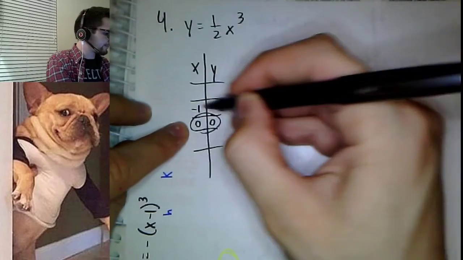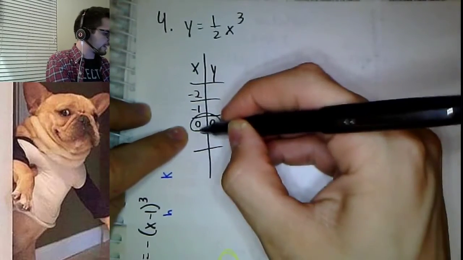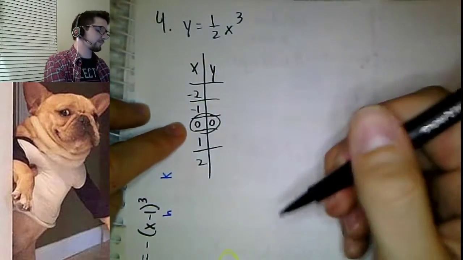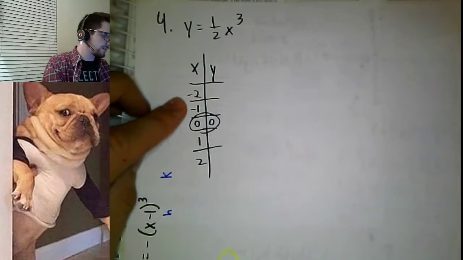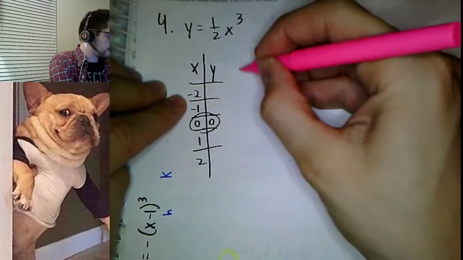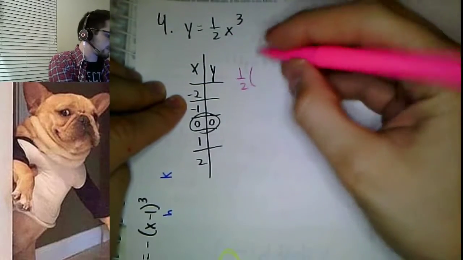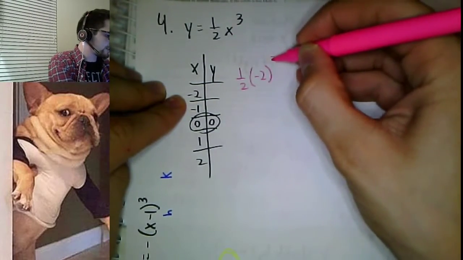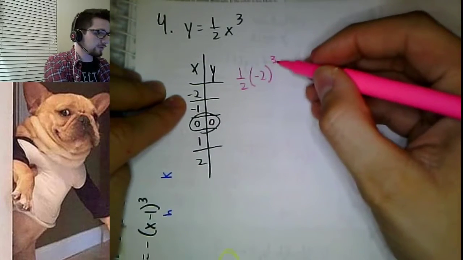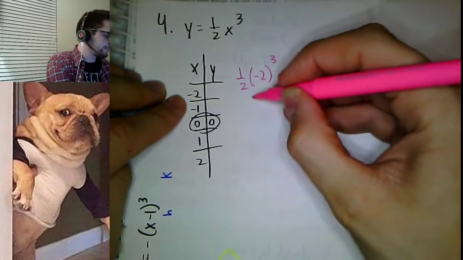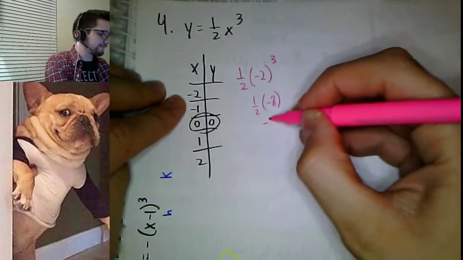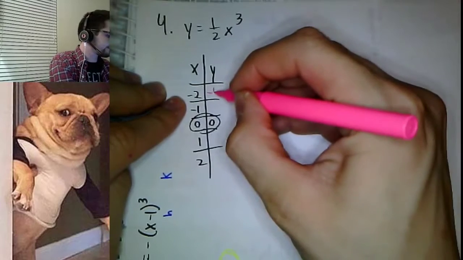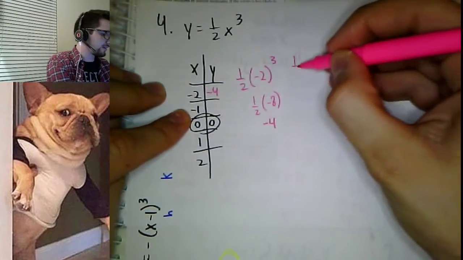I go down 1, then I go down 2, then I go up 1, then I go up 2. So I got to plug in these 4 numbers. So let's just do it. 1/2 times the quantity of negative 2 to the third power. What's negative 2 to the third power? It's negative 8. What's half of negative 8? Negative 4.